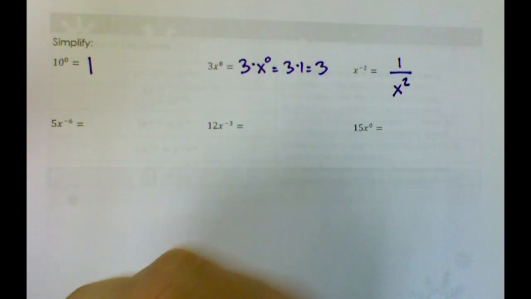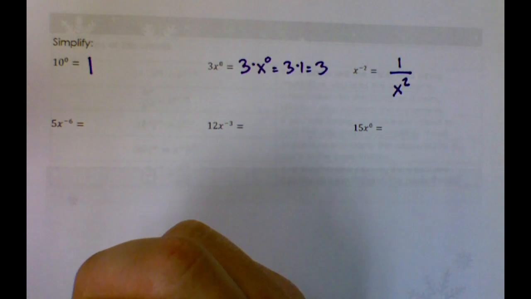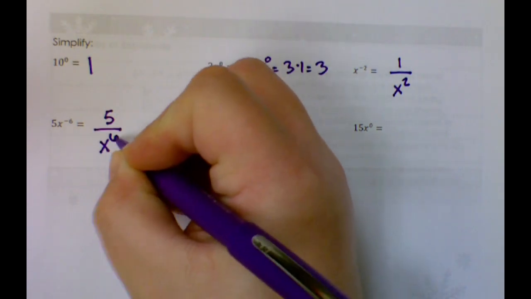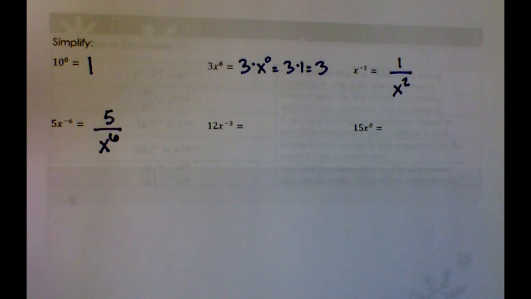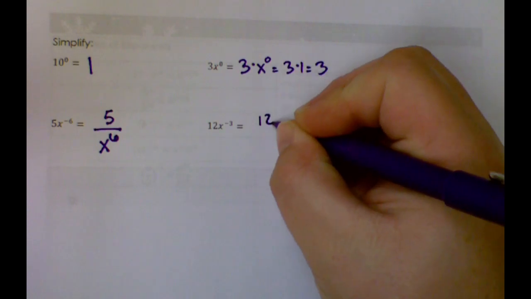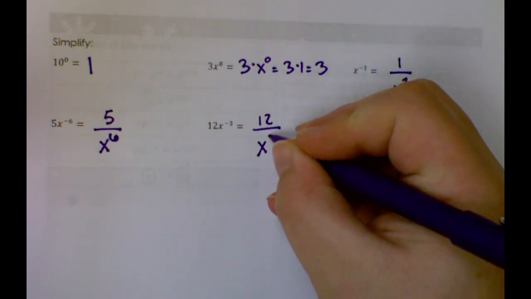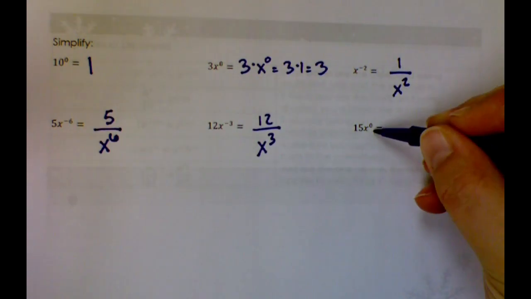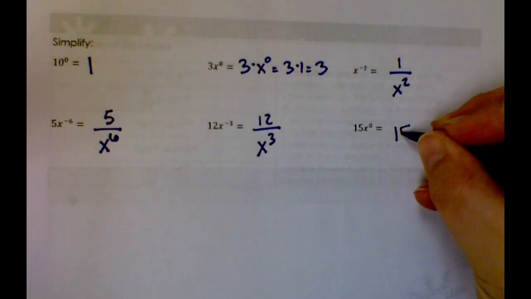For 5x to the negative 6th power, the x is the only thing with a negative power, so only the x moves to the denominator, and the exponent becomes positive. For 12x to the negative 3rd power, the 12 stays in the numerator. The x moves to the denominator, and the exponent becomes positive. And for 15x to the 0 power, remember x to the 0 power is 1, so 15 times 1 is just 15.